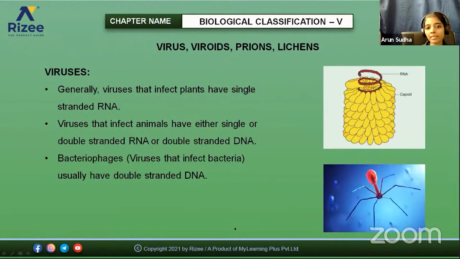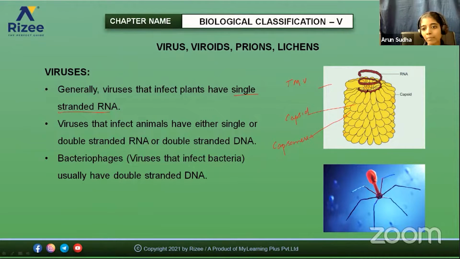So generally, viruses that infect plants have single-stranded RNA. Mostly it is single-stranded RNA. For example, this is the structure of tobacco mosaic virus. This is the single-stranded RNA present in the spiral or coiled form, and it is surrounded by the protein coat, which is called the capsid. The individual subunits are called capsomeres.